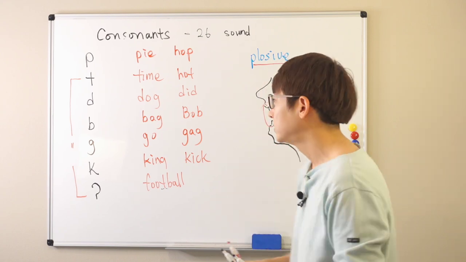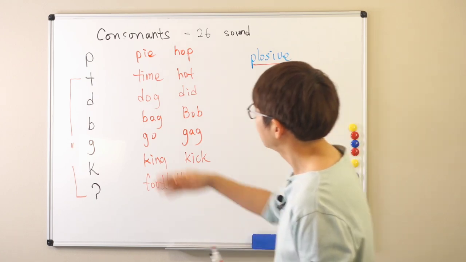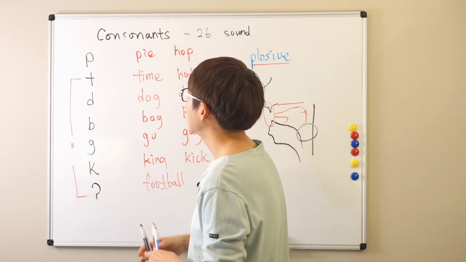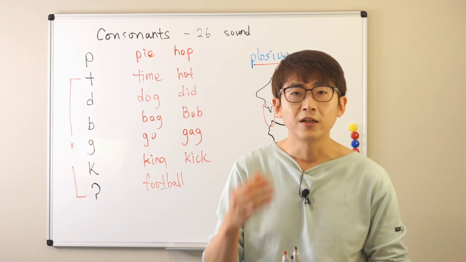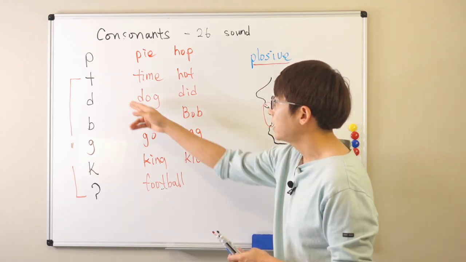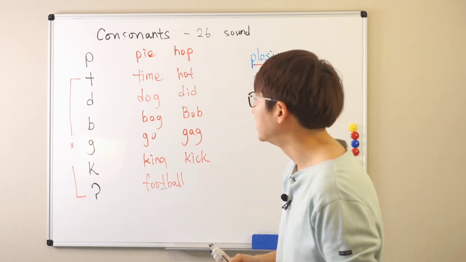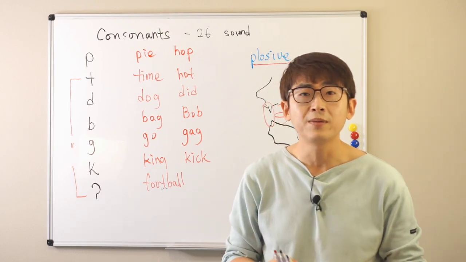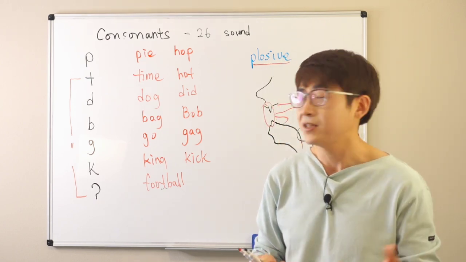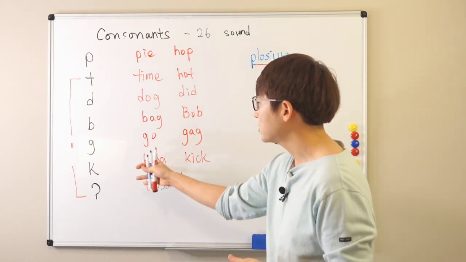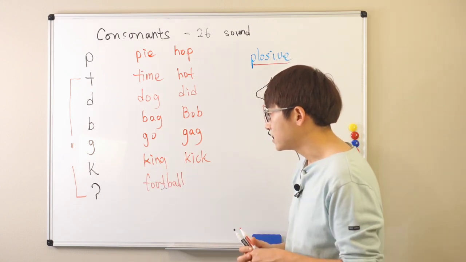Football, football. All right? So those are the seven plosive consonants. And let's repeat. The first one was P, lips. The second was T, front of your tongue. And the next one was D, the front of your tongue blocking the airway, however, softly. D. The next one is your lip, softly. B. And the next one is the back of your tongue, but very softly. G. And the next one is with stress. K.